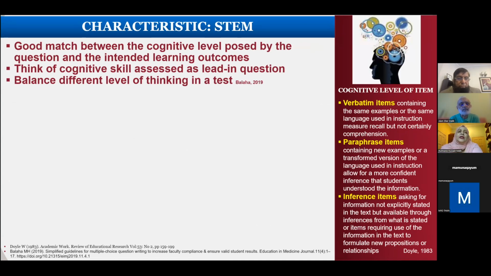The stem should have a good match between the cognitive level posed by the question and the intended learning outcomes. So the question should be from the HOTS more than from the LOTS. If everybody is familiar with Bloom's taxonomy, the questions from the lower two parts, that is the understanding and recall of knowledge, are called the LOTS, while the HOTS questions are those which go at the high level of analysis and synthesis.